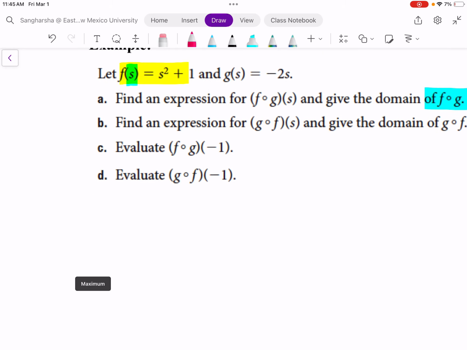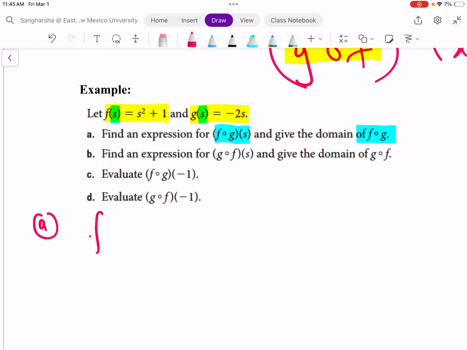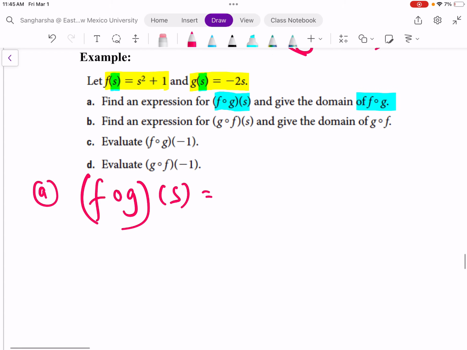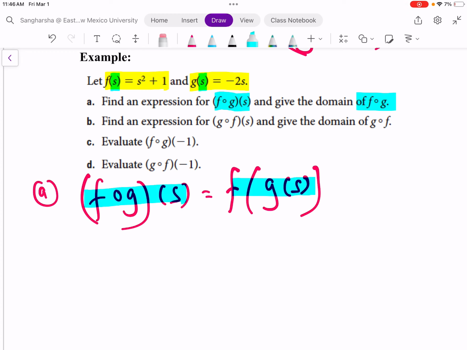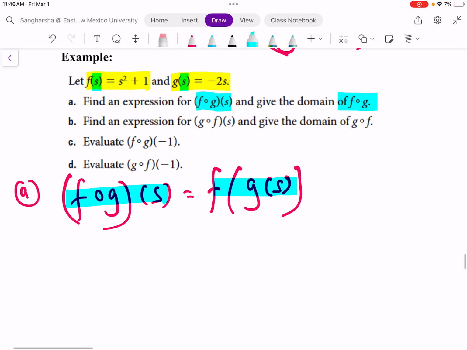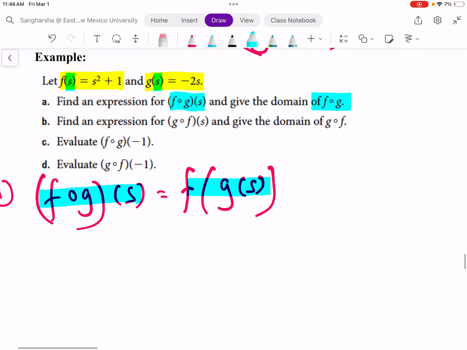Okay, so let's write down our definition. We are trying to find f composite g of s. From the definition, you write down f parenthesis g of s. So you just replace your composite by parenthesis. If you compare this definition and f composite g, the only difference is that instead of composite, you add parenthesis and you get the definition. Okay, it's not difficult to know this definition. Now, the remaining is substitution.